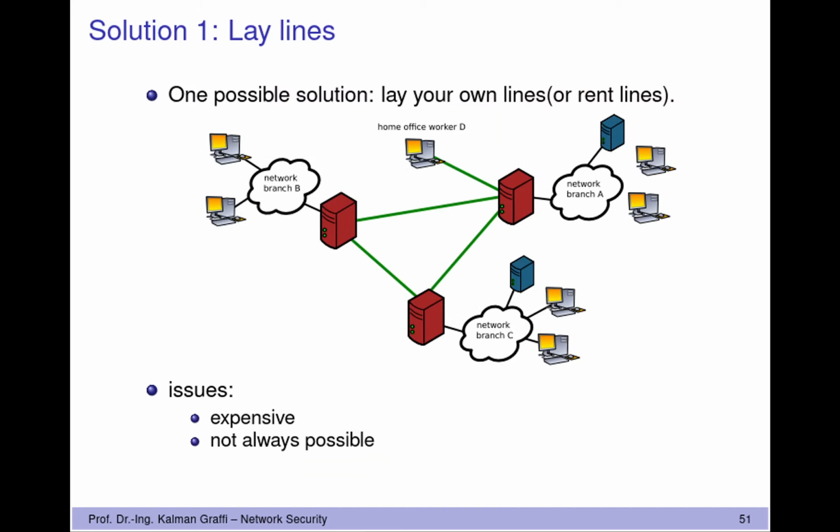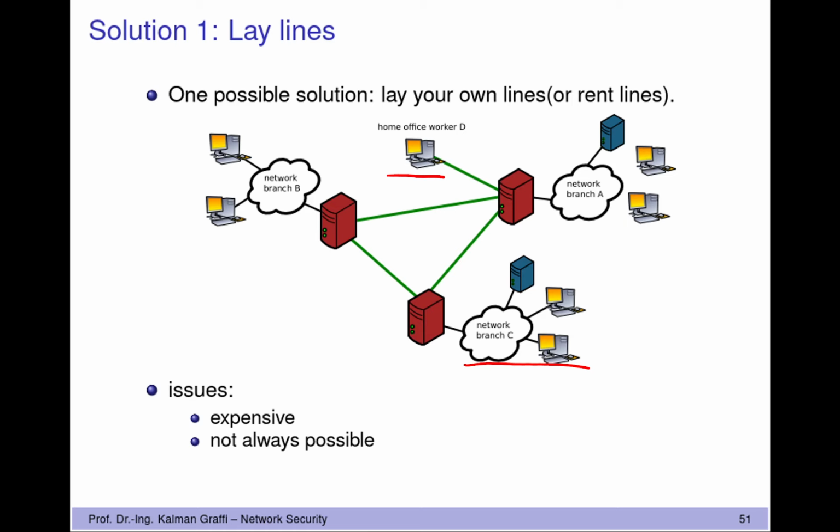Approach number 1, with building own lines, obviously is not really doable. Let's say for the stationary sites, that might work if they are locally close. That's sometimes also happening, but quite rarely. But typically, especially the home office workers, not achievable to be put into the network as well.